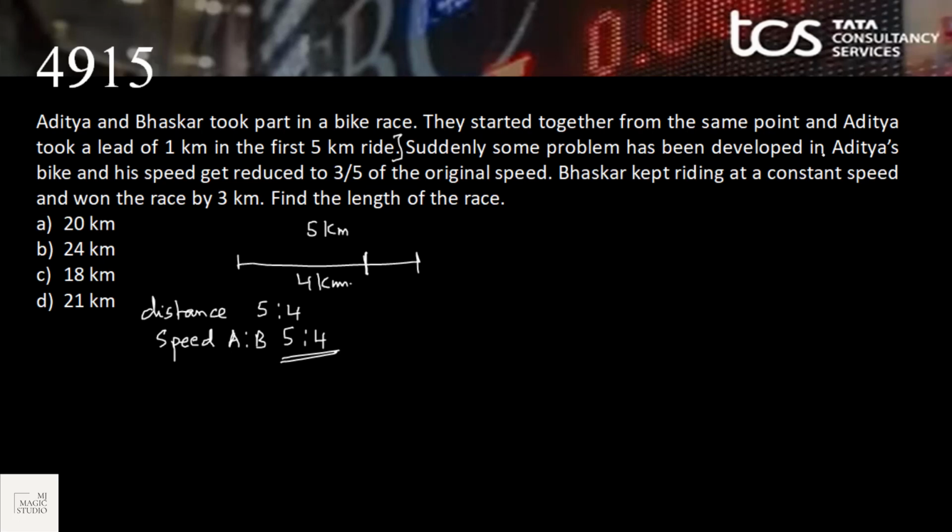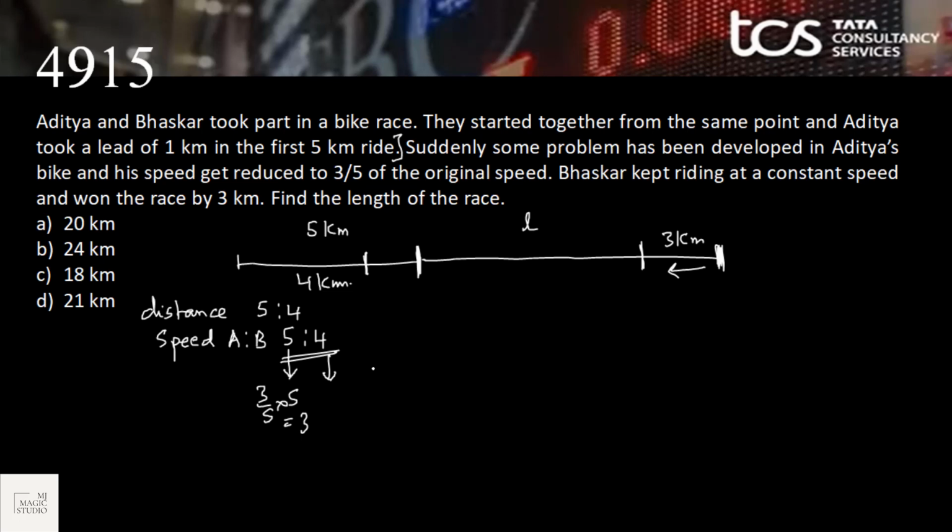Suddenly, some problem developed in Aditya's bike, and his speed got reduced to 3/5 of the original speed. His speed was 5. Now his speed reduces to 3/5, that is 3. Bhaskar kept riding at a constant speed of 4 and won the race by 3 kilometers. Find the length of the race. Let us assume that the remaining part of the race is L kilometers. By the time Bhaskar reaches this point, Aditya is 3 kilometers away from the finish.